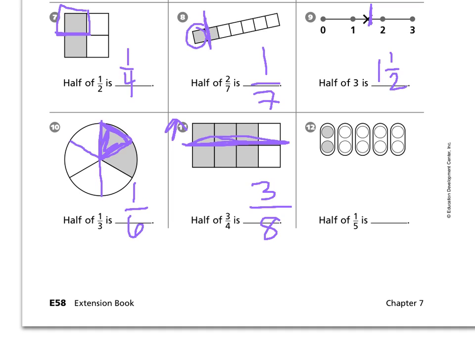Number 12, I have half of 1/5. I'm going to cut the circles in half, and I only want half of the shaded part, so it'd be 1 out of 10.